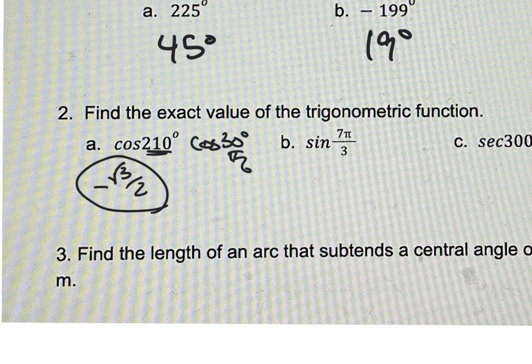Part B, again, find the reference angle, which is just drop the top, pi over 3. The value of sine at pi over 3 is also square root of 3 over 2. Now go back and look at what quadrant we're in.